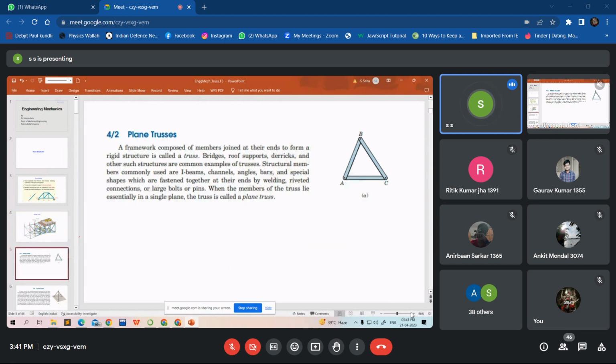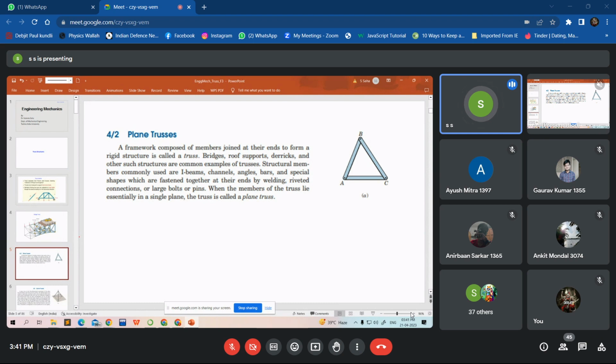Next, we move on. This is a figure showing a plane truss. Why is it a plane? Because all the members are in a plane. AB, AC, BC are members and they are in a plane, so it is called a plane truss. A framework composed of members joined at their ends to form a rigid structure is called a truss. That is the definition of a truss.